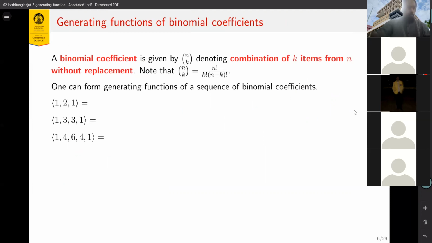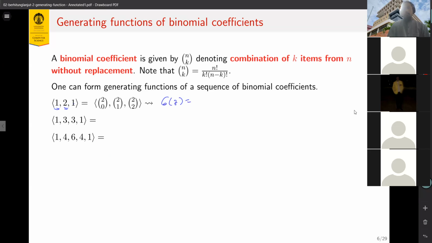One in which the closed form is rather simple. So for example, this sequence, what is the generating function of this in terms of the power series form? Then the first one would be, well, actually, 1 is the combination of 0 from 2, 2 is the combination of 1 from 2, and 1 is the combination of 2 from 2. All right. Now, what is the generating function? Can you write?